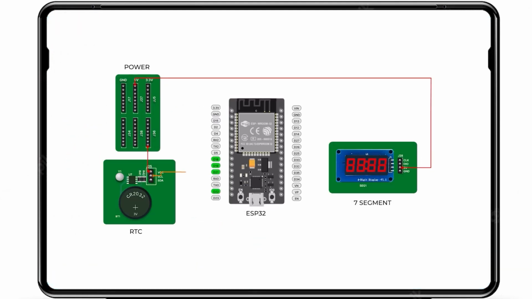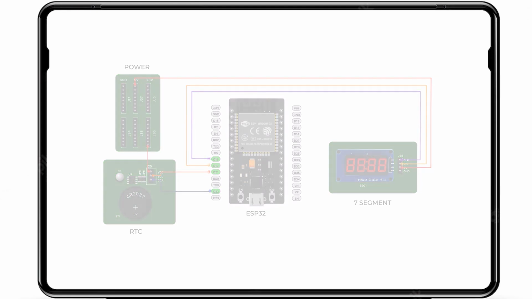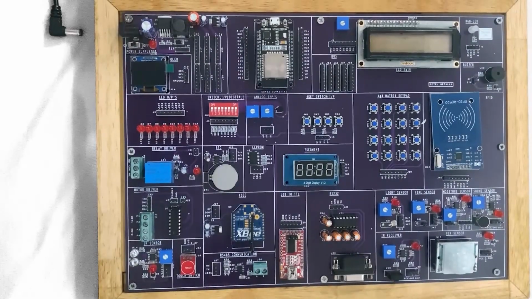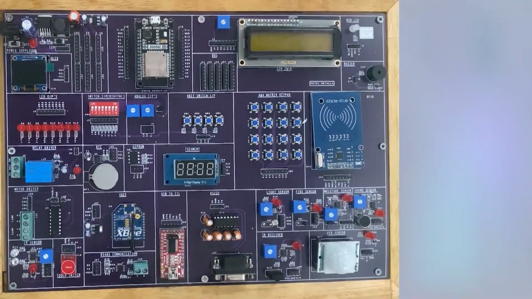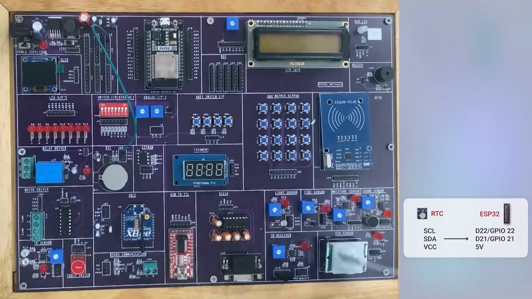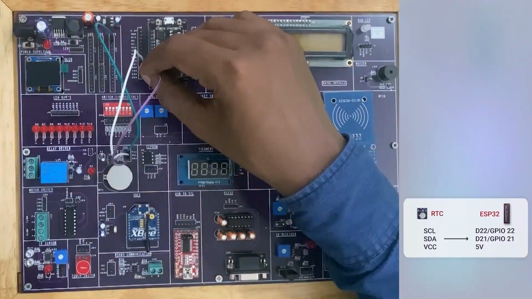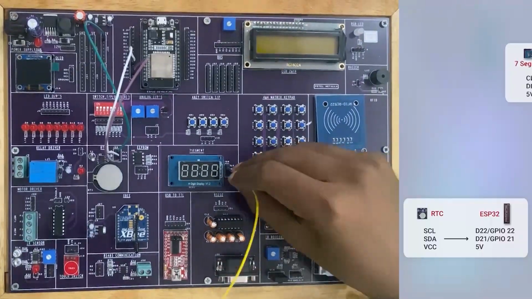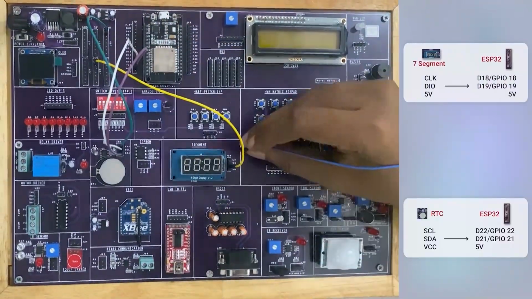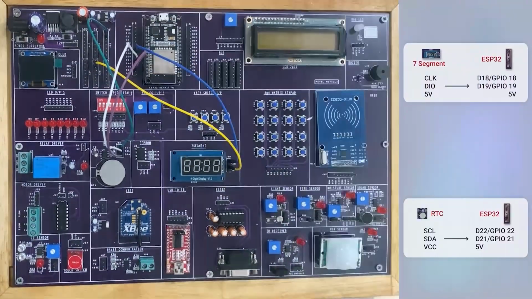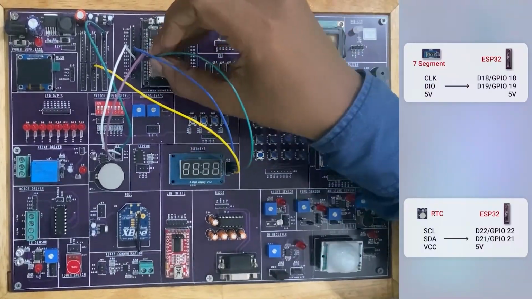Here the circuit diagram shows the actual wire connections being used. Connect the selected input that is RTC to the 3.3 volts power pin and the GPIO 22 and 21 pin. Connect the selected output 7-segment to the 5 volts power pin and the GPIO 18 and 19 pin.